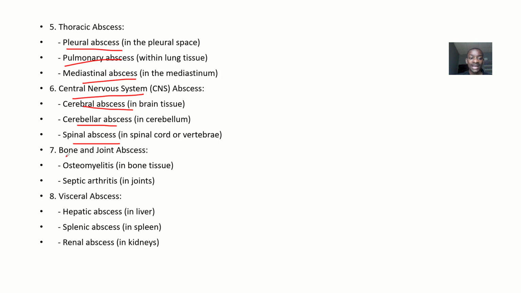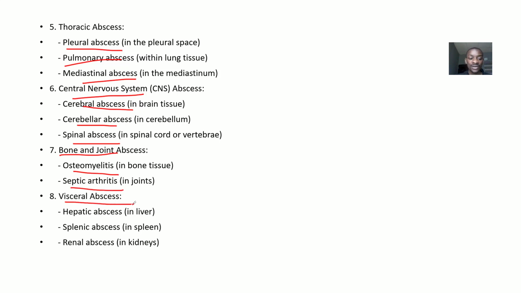Then abscesses could also form within the bones and joints. If it is within the bones, that's where we say osteomyelitis. If it is within the joints, that's where we say arthritis or something.